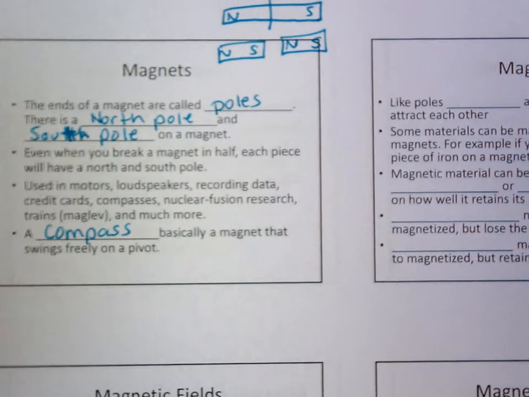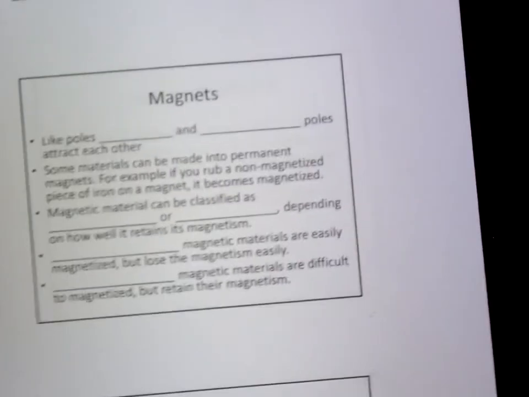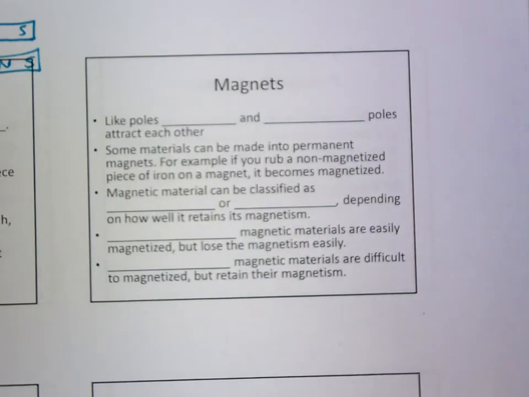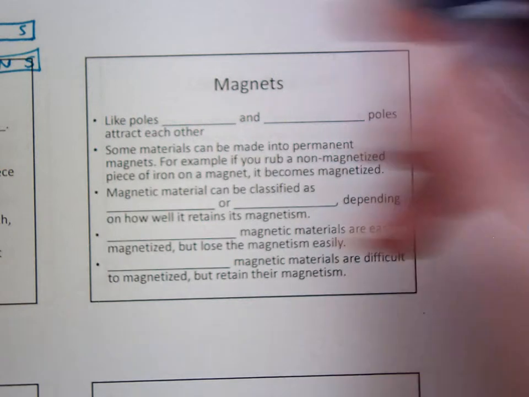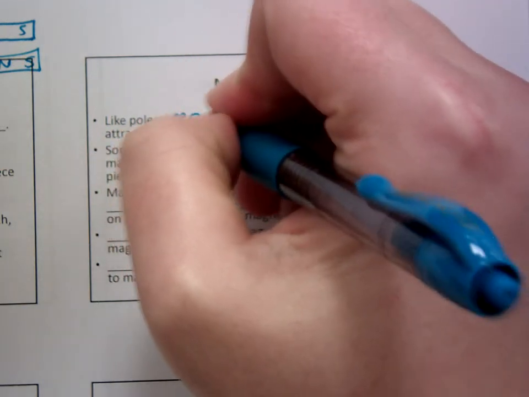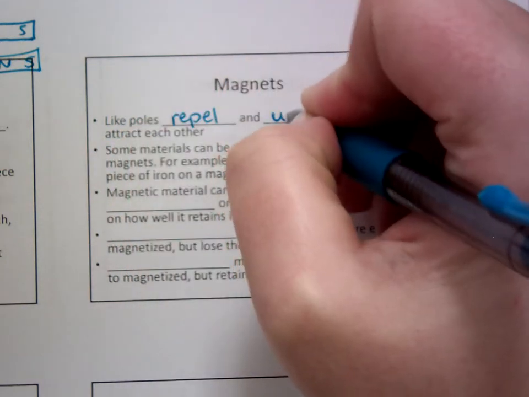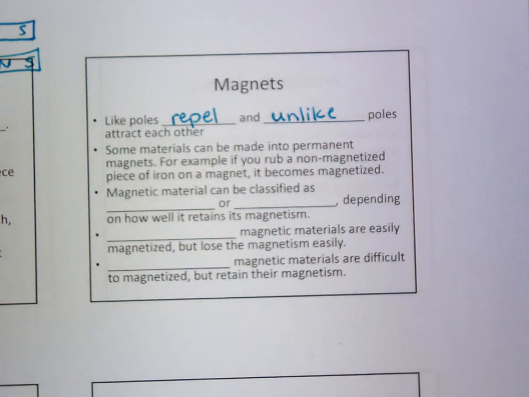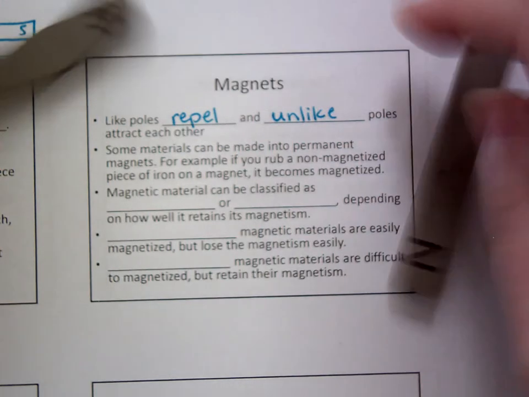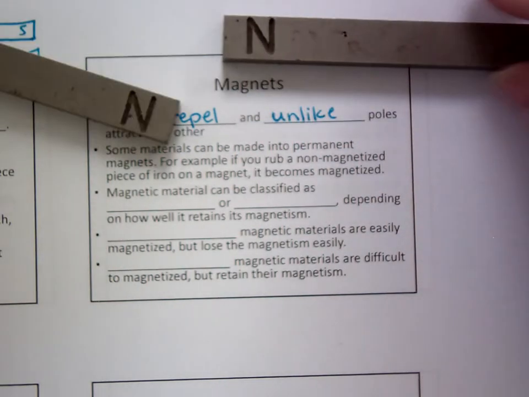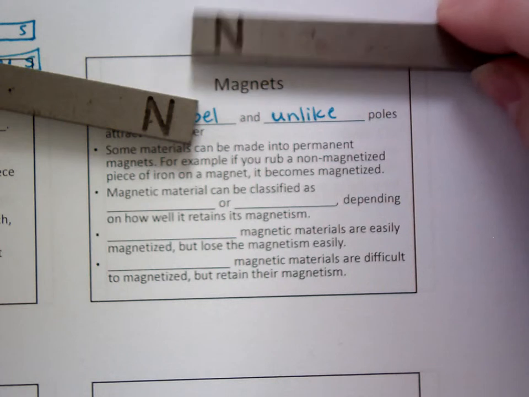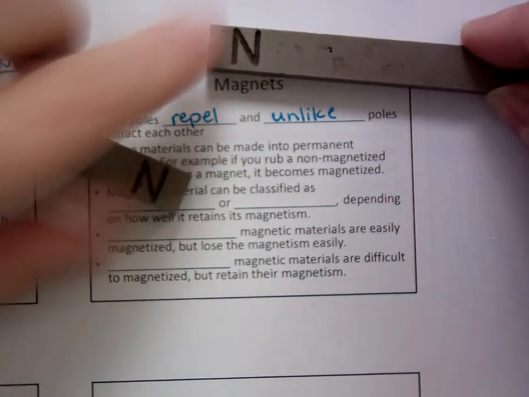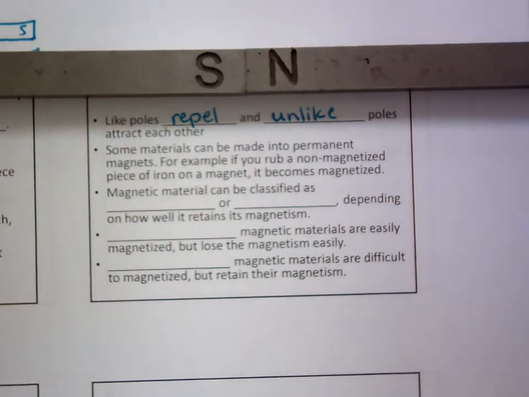Now, some things that we know about magnets. Again, this should be old news to you. Like poles will repel one another, and unlike poles will attract. So, for instance, grab one of my magnets here. I've got kind of weak magnets here. There we go, that's better. So if I put two north poles together, you can see that they're repelling. But if I put a north and a south together, we can see that they attract.